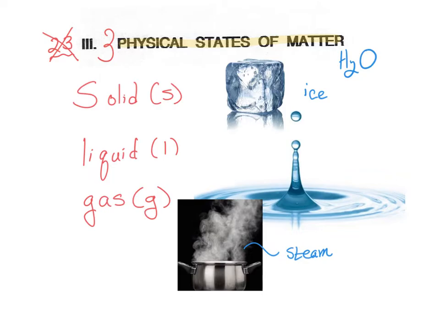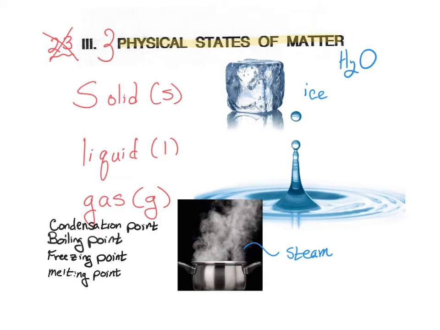Related to the physical states of matter, we also have things like boiling point, freezing point, melting point, condensation point. Those terms are related to the physical states of matter, but they're the temperatures at which one changes to another. So when we say that something freezes, it's going from a liquid to a solid. The freezing point of water is 0 degrees Celsius. We'll talk about these more later.